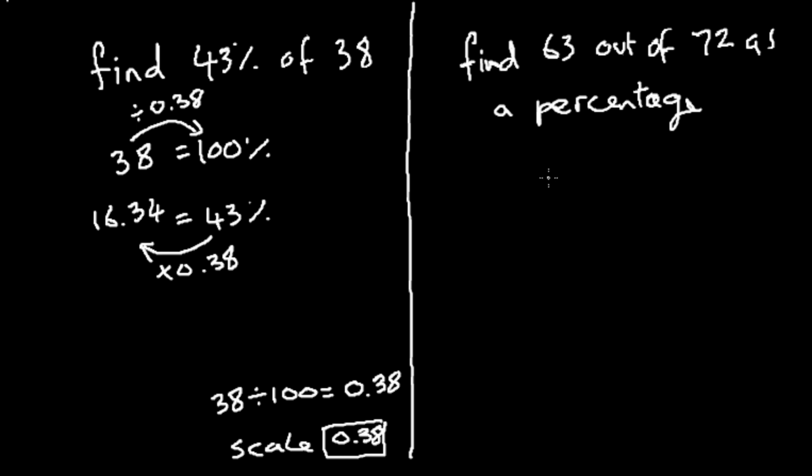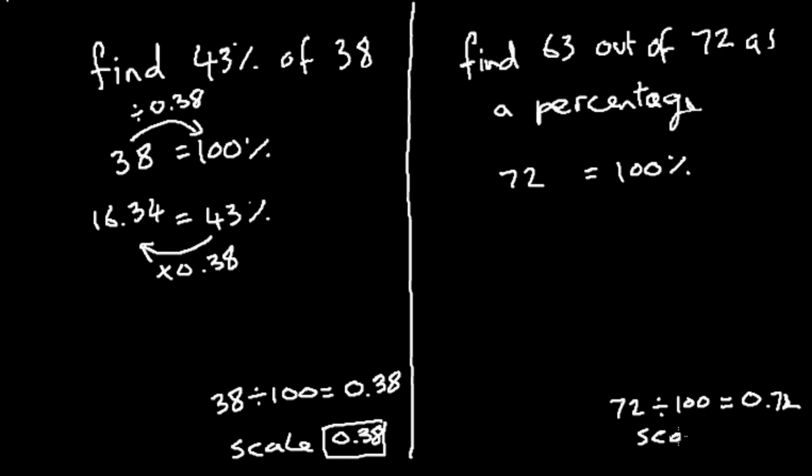Okay, so let's have a look on this other side. So find 63 out of 72 as a percentage. So in this case, again, the most useful thing is figure out what is 100%. So it says 63 out of 72, so this time the 72 is the whole percent. And again, you're going to find your scale. And again, it's much easier to do 72 divided by 100. And that's going to be 0.72. So your scale is 0.72.